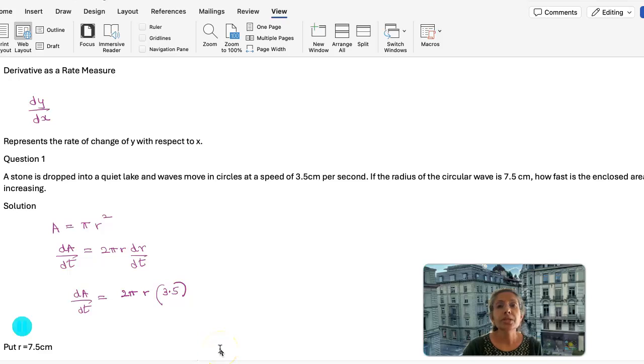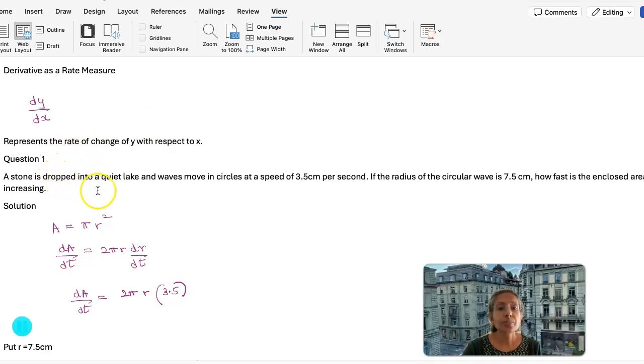So hello everybody, today we will be discussing a few problems on derivative as a rate measure. This has applications in calculus. So dy by dx represents the rate of change of y with respect to x, and this is the derivative as a rate measure. There aren't too many formulas in this chapter, it is more application oriented. So let's start with problems.